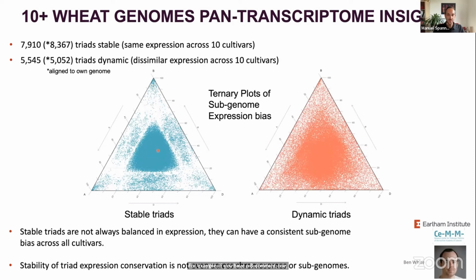So most of them are actually in the balance, but you also have a consistent bias in all the different varieties, for example, of D dominant triads here. When you look at the dynamic triads, you see there is much more going on. They are not always in the more balanced area, but they are really spread towards the end here. What you also found, and I can show you here, is that these stable triads are not evenly dispersed across the chromosomes, so there are hotspots for that, and we are looking into the causes for that.